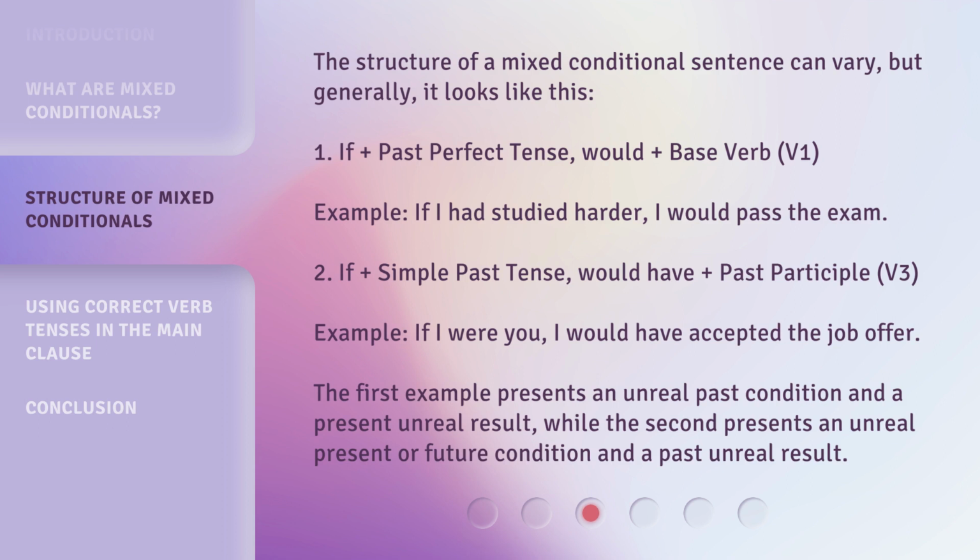The first example presents an unreal past condition and a present unreal result, while the second presents an unreal present or future condition and a past unreal result.